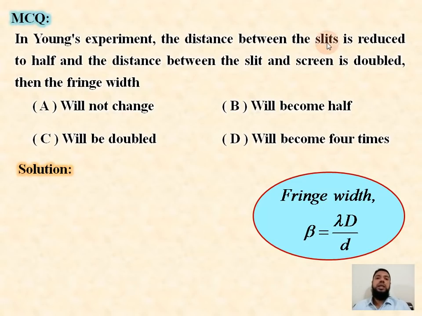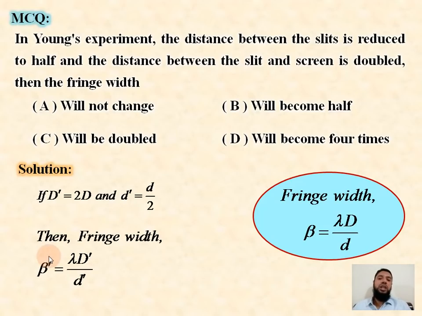The distance between the slits is reduced to half, therefore the small d becomes d by 2. And the distance between the slit and screen is doubled, hence capital D becomes 2D. Let us substitute this in the relation. Then, what will be the new fringe width?